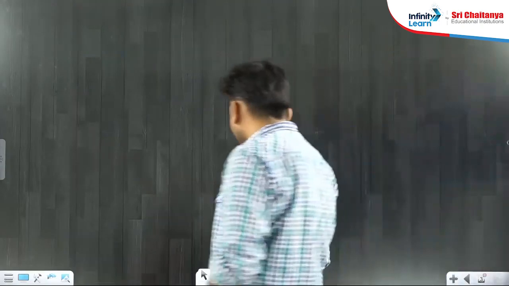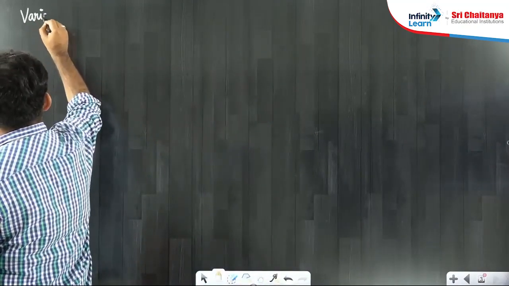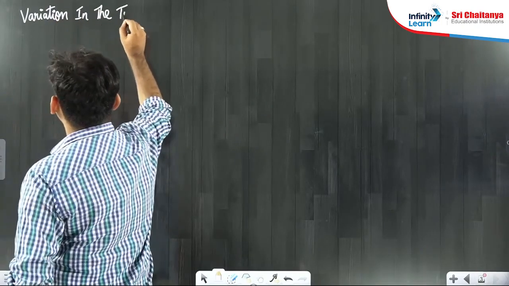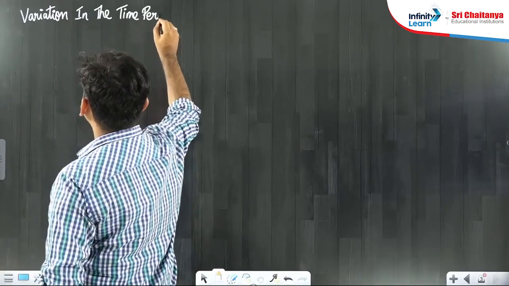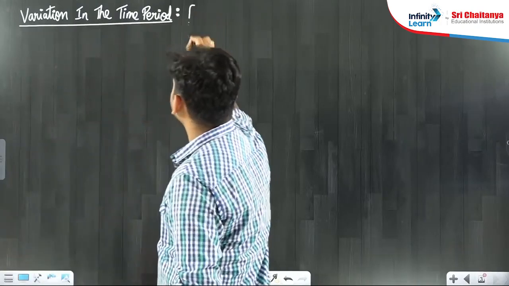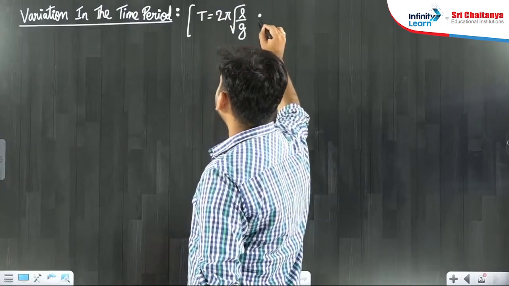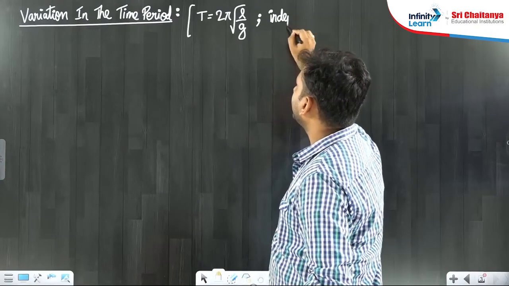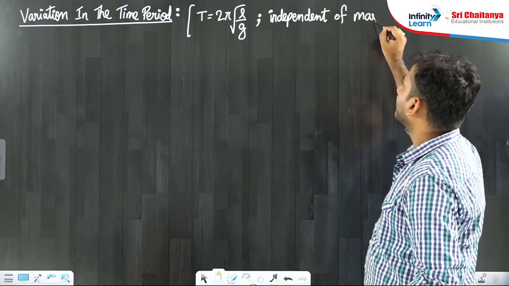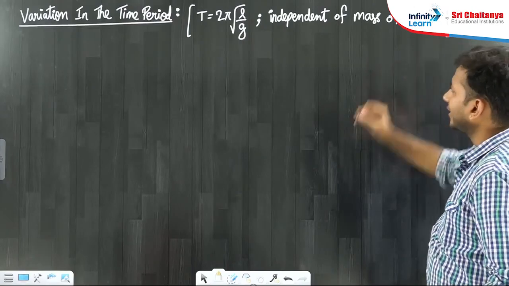Now there will be variation in the time period of a simple pendulum. We can clearly see that the time period is 2 pi under root L by g, and that is interestingly coming out to be independent of the mass of the bob. It doesn't depend on mass m.